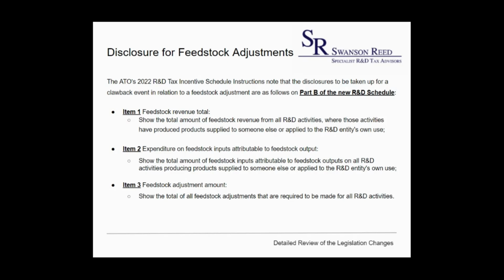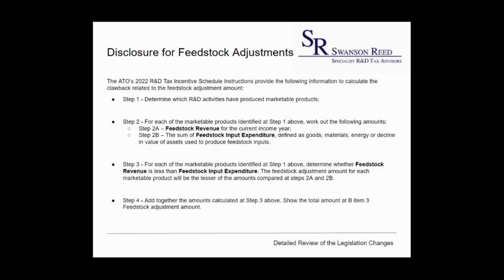At Item 2, Expenditure on feedstock inputs attributable to feedstock output, show the total amount of feedstock inputs attributable to feedstock outputs on all R&D activities producing products supplied to someone else or the entity's own use. At Item 3, Feedstock Adjustment Amount, show the total of all feedstock adjustments that are required to be made for all R&D activities. The ATO's 2022 R&D tax incentive schedule instructions provide the following information to calculate the clawback related to the feedstock adjustment amount.